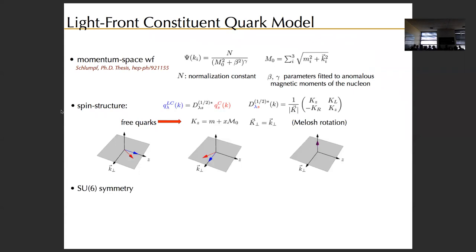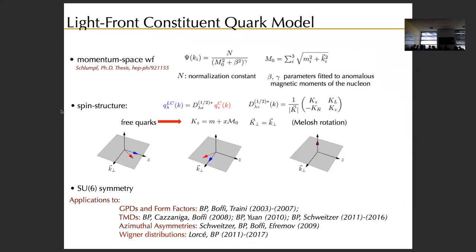For the spin structure of the wave function, we use the SU(6) symmetry. This model was fitted in the beginning just for the form factor, and then was used to get predictions for GPDs, TMDs, azimuthal asymmetries, and in particular in the last year for the Wigner distribution. Even if it is a simplified model, when we worked with Peter, we calculated some observables related to semi-inclusive deep inelastic scattering and found a reasonable description within the big error bars of the available experimental data. This is just specialized to the valence region because we have just a three-quark contribution.